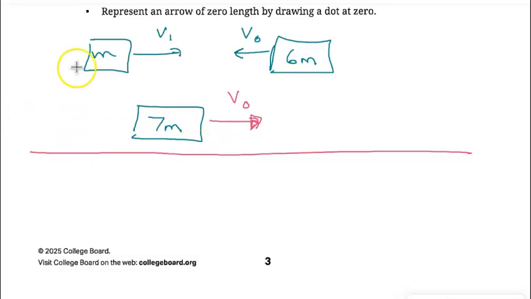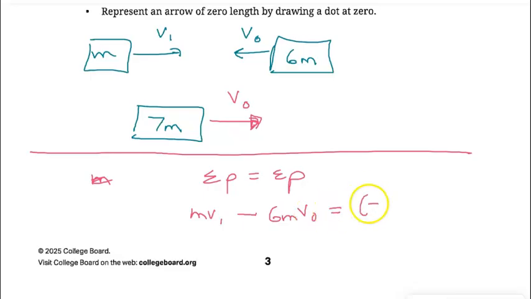Okay, so anyway, then once you realize that, it's just again, show your work. Sum of the momentum equals sum of the momentum. So mv1 minus 6m v naught equals, they stick together, 7m v naught. Okay, I'm putting the minus signs in, so all the v naughts are the same in magnitude. And so you can do the algebra. You get v1 equals 13 v naught.